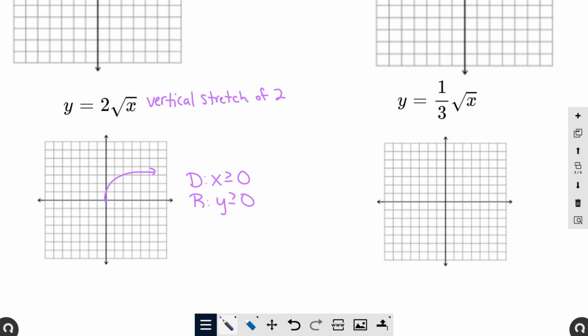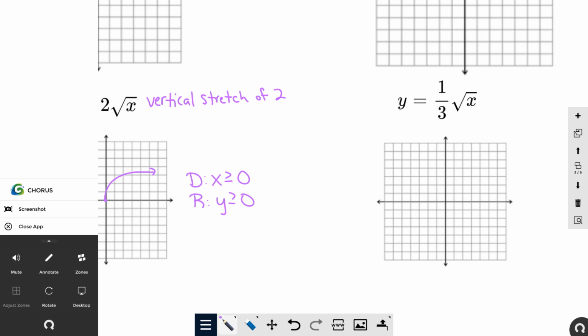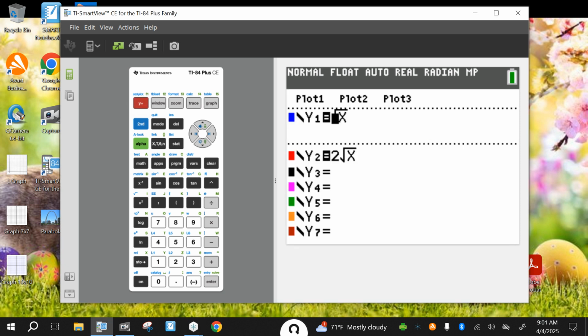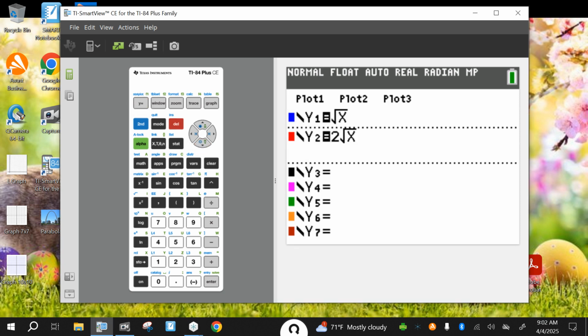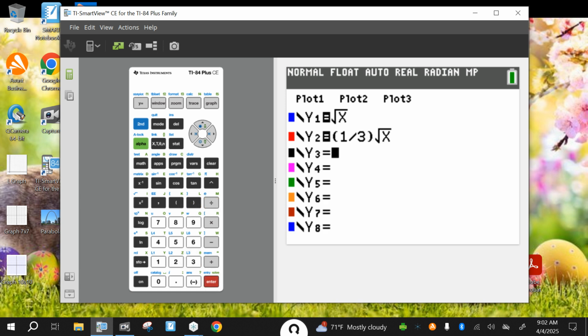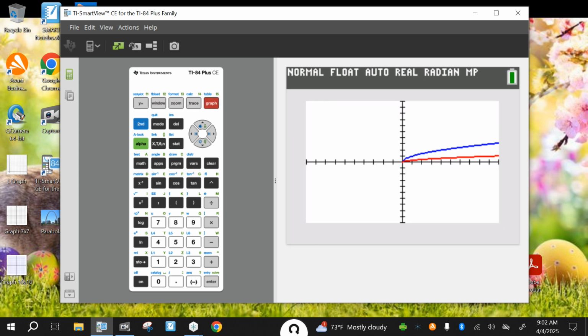All right, now what if we took that number and changed it to a 1/3? So let's go back to our calculator and change that to a 1/3. So I'm going to get rid of that. I'm going to insert my 1/3 there at the beginning. You can do it in parentheses. You could clear it out and then type it in again, whatever you need to do. And let's look at that graph.